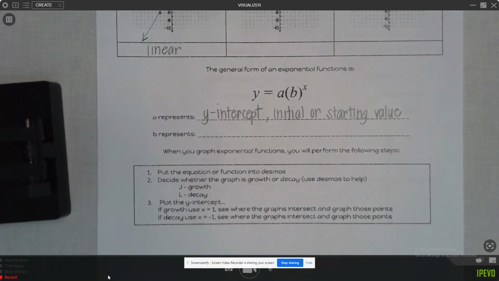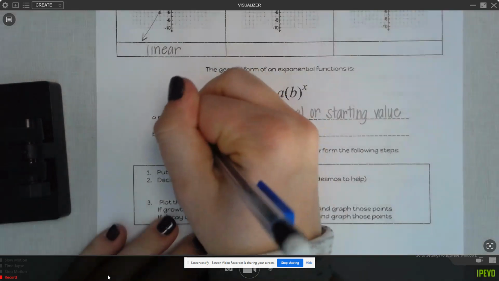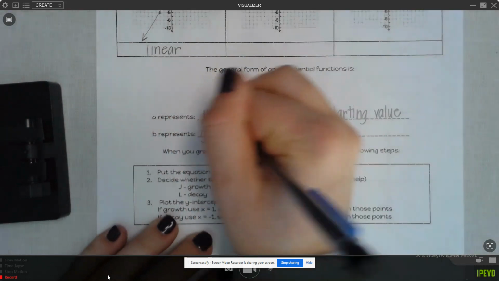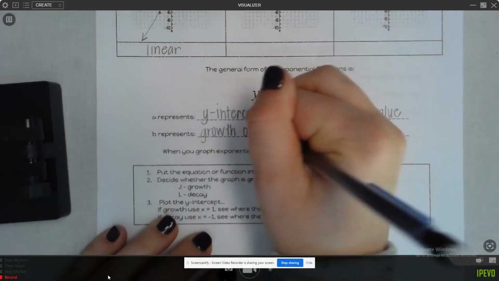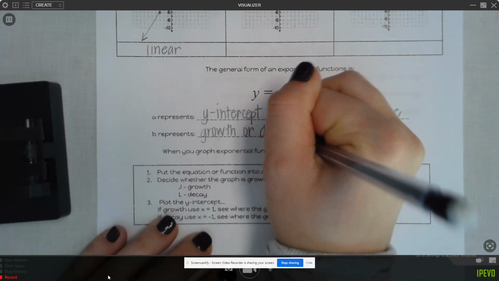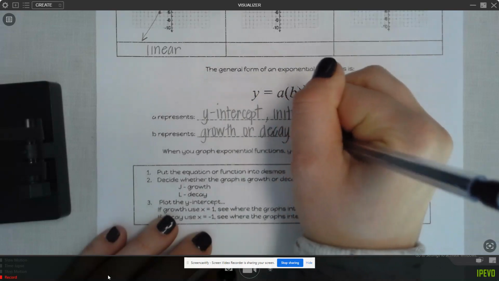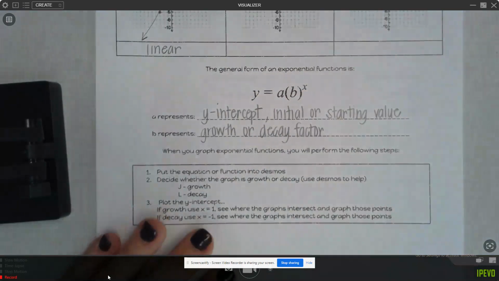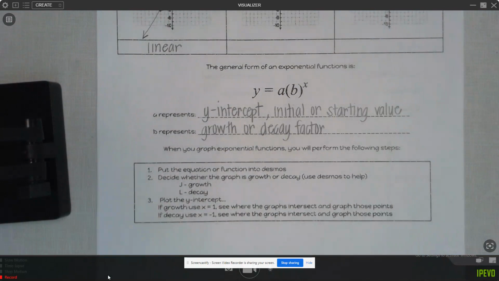Your B is your growth or decay factor. I don't want you to write the rate because that's different. It's your growth or decay factor. And it's the factor because you're multiplying. You need to take these notes. You need to stay awake. It's your growth or decay factor because you're multiplying.